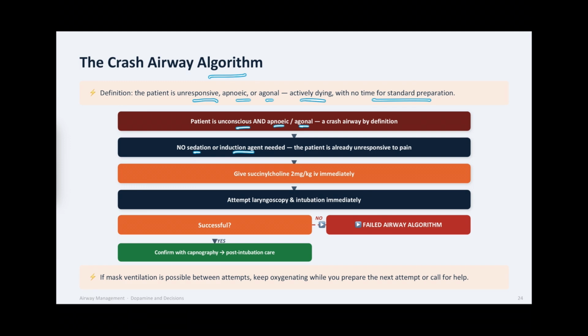If you are having difficulty opening the mouth, you can give succinylcholine 2 mg per kg. That is a higher dose than in routine rapid sequence intubation, and then attempt laryngoscopy and intubate immediately. If it is successful, go for continuous waveform capnography and post-intubation care. If it is unsuccessful, then go for the failed airway algorithm, which we are going to see in the upcoming slides. Remember, if you cannot intubate the patient, at least do mask ventilation. Keep oxygenating the patient while you prepare for the next attempt or call for help.